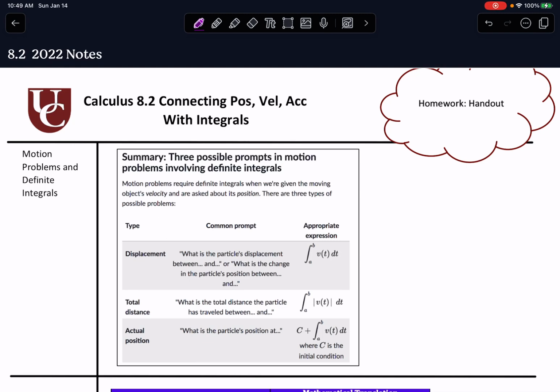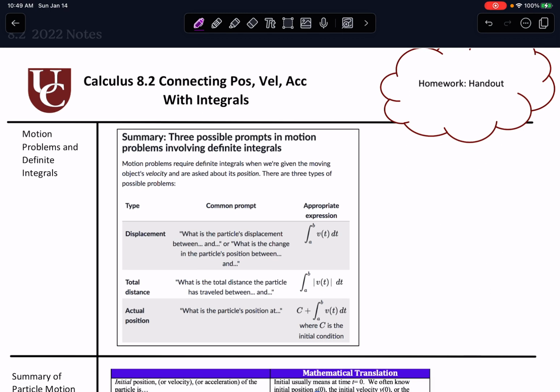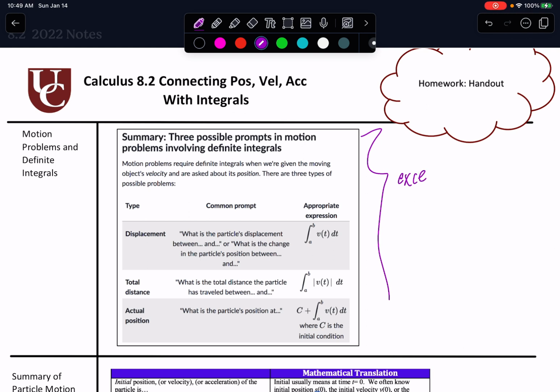I am teaching AP Calculus Lesson 8.2, connecting position, velocity, and acceleration with integrals. This is the first video, and let's just go into an overview, which I think is an excellent breakdown of what you need to know. So this is an excellent overview.